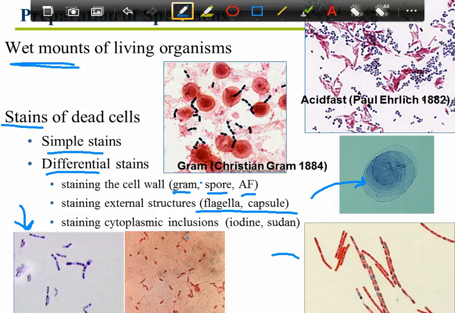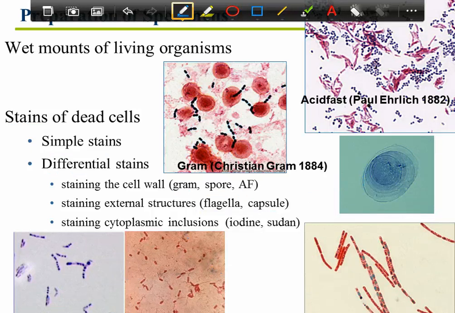There's a spore stain over here on the right. You can see the green spores inside the cells. And over here is a flagella stain. And you can just make out maybe some little flagella attached to the bacterial cells. Notice that the acid-fast stain and gram stain were developed in the 1880s. These guys have been around for a while.